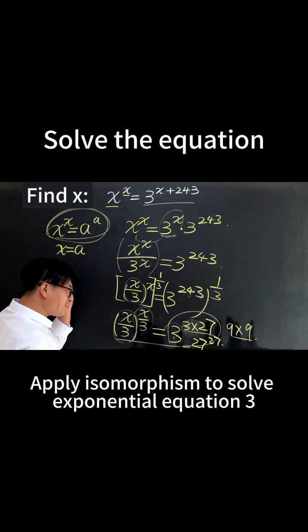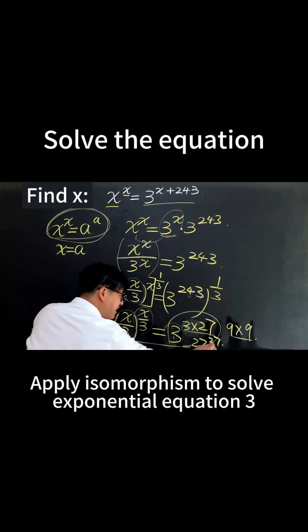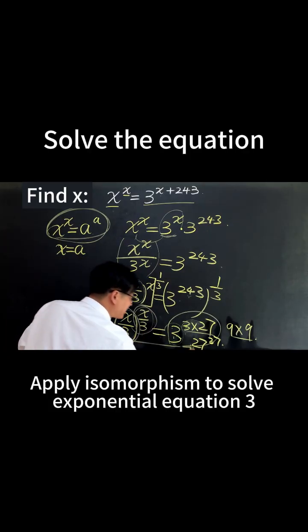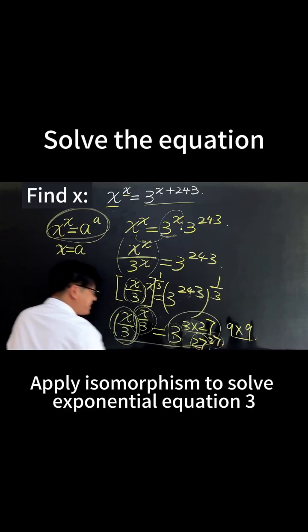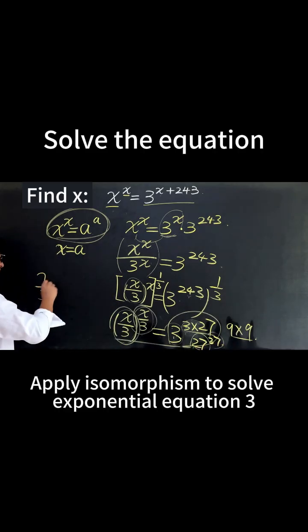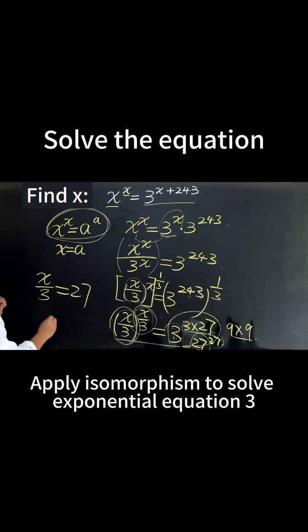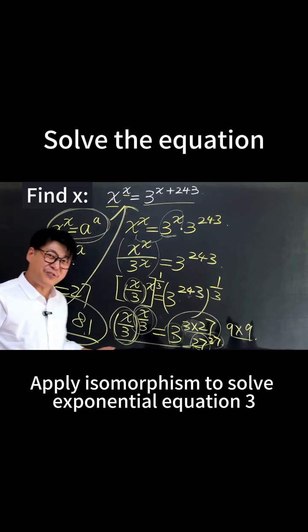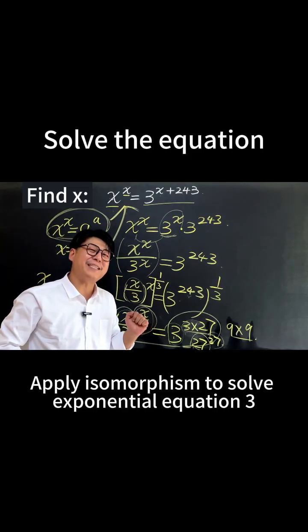This is the fundamental theorem of arithmetic. It's 27 to the 27th power, so 3 to the power of x over 3 must be 27. What is x? 3 times 27 is 81. Isn't it 81? If you don't believe it, substitute x equals 81 back in. Verify if it's correct. You really need to learn this problem-solving method, everyone.